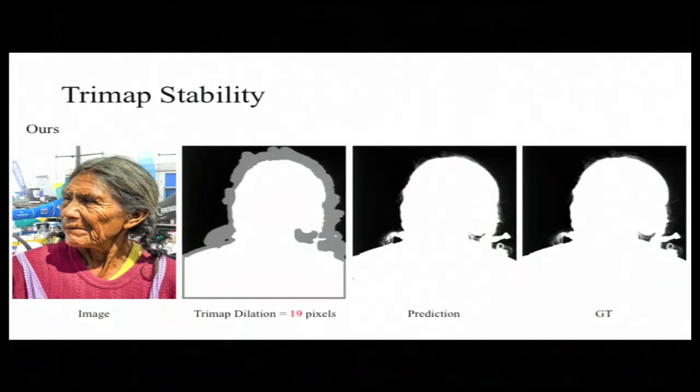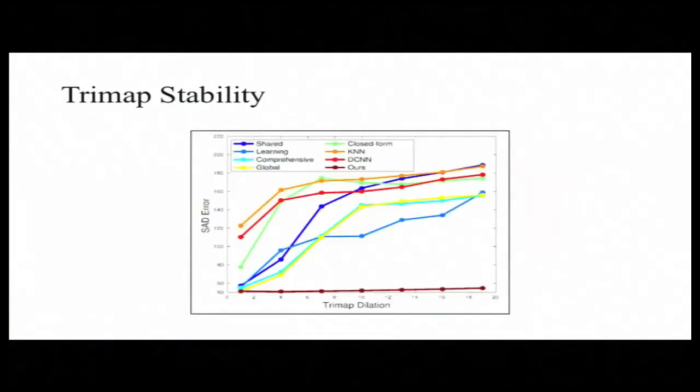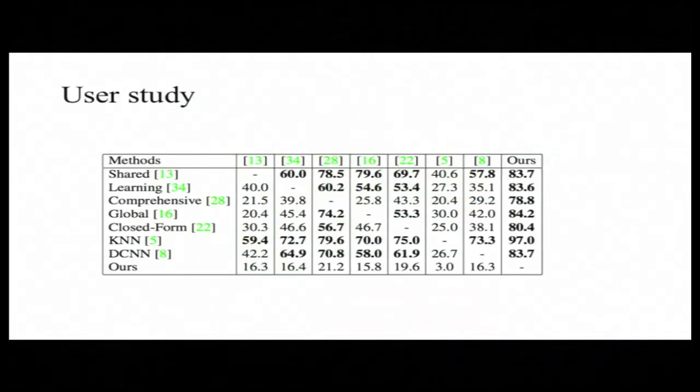This is the same for another algorithm called DCNN matting. With increasing levels of trimap dilation, the results get worse. However, our results perform consistently well at different levels of trimap dilation. This is because our model understands the semantics very well, and it is also trained with different levels of trimap dilation. Therefore, it is insensitive to trimap placement. Here is a more quantitative evaluation of all the methods under different levels of trimap dilation. It's obvious that our model maintains very low SAD errors with increasing trimap dilation, while the others degrade very quickly.